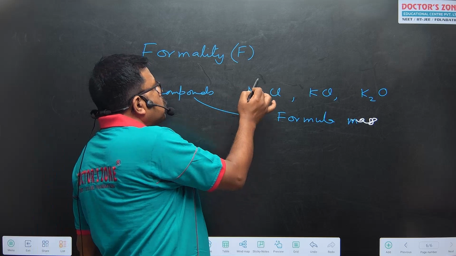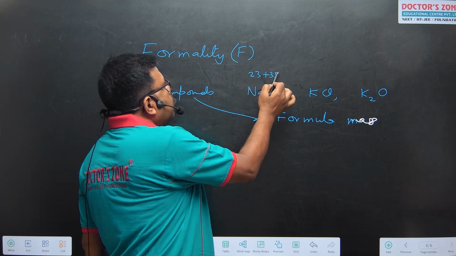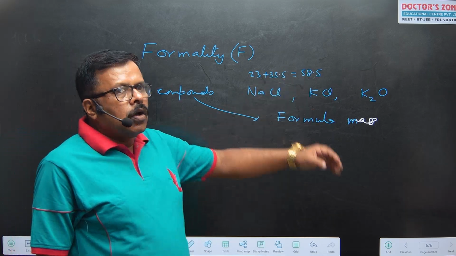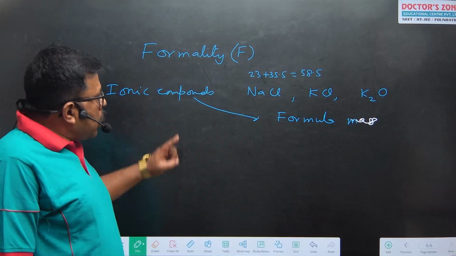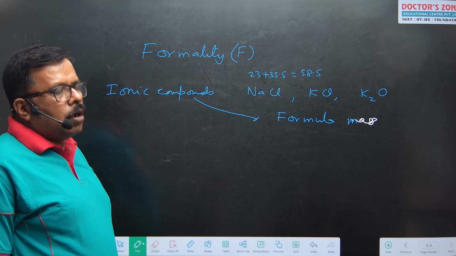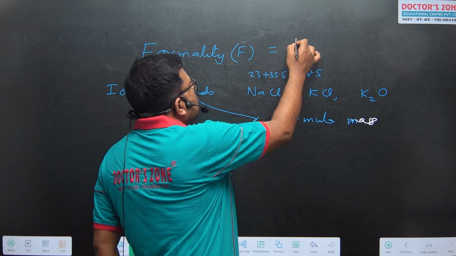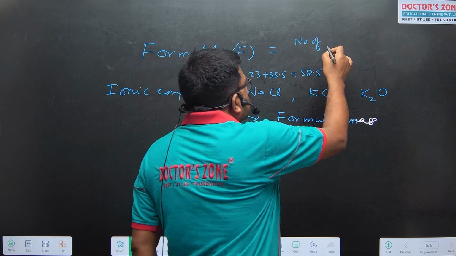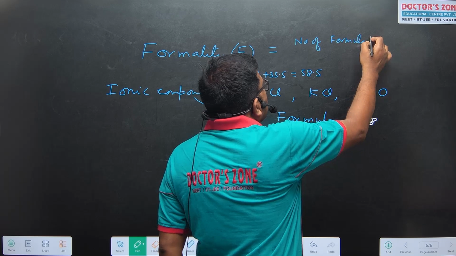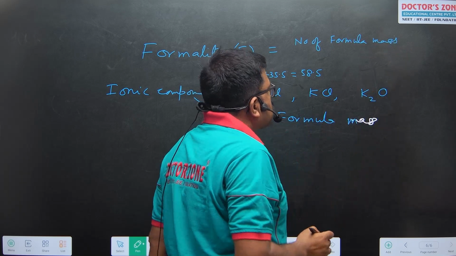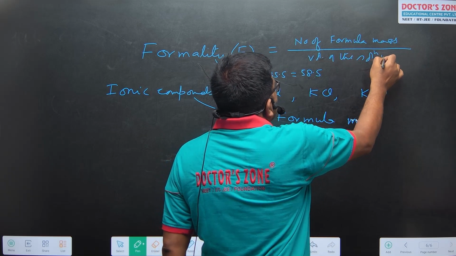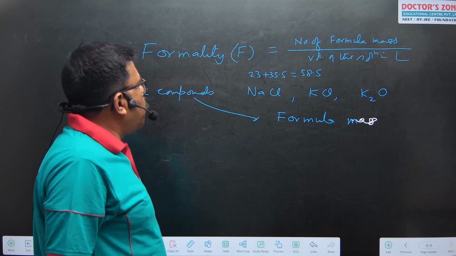So this 58.5 of sodium chloride is actually the formula mass. So what we do with this mass is called formality. The definition of formality will be: number of formula masses divided by the volume of the solution in liters. This is formality.